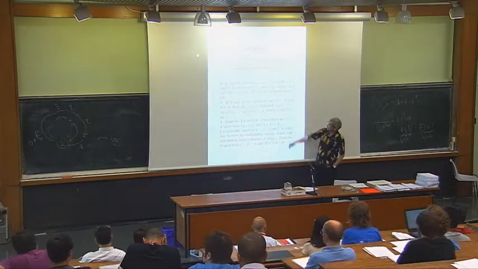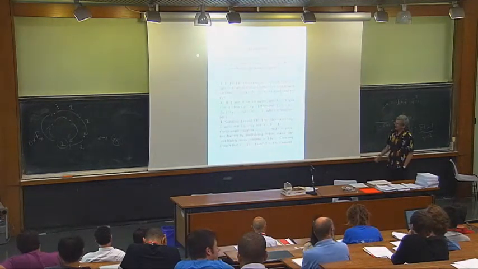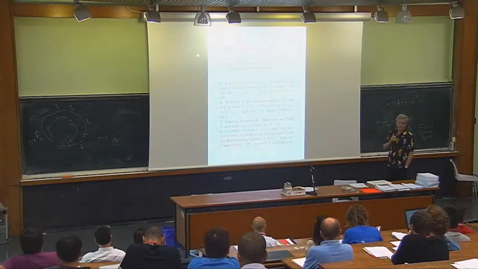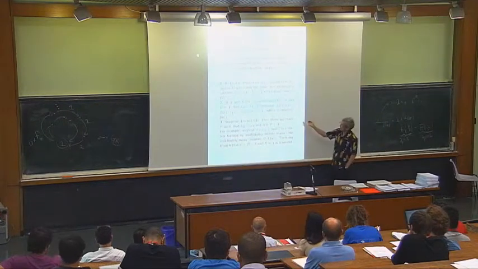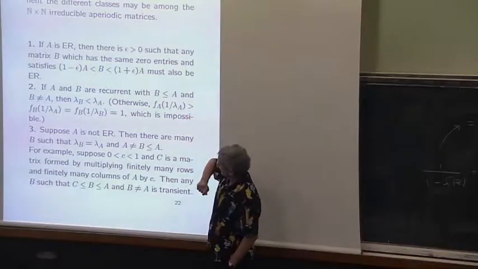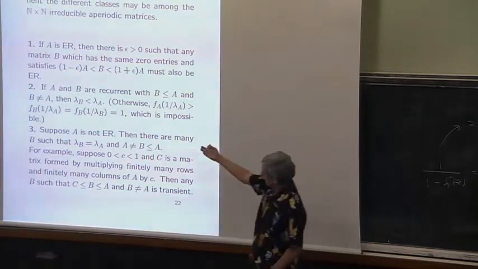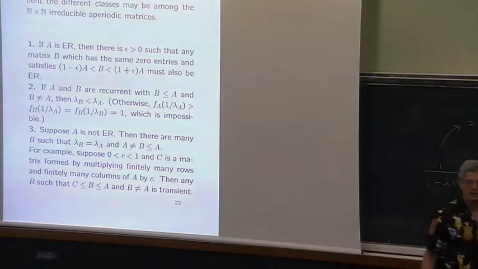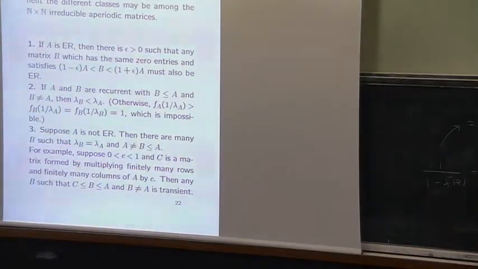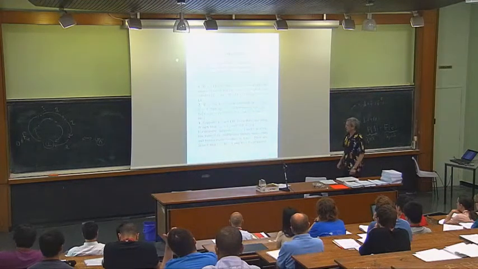Suppose A and B are recurrent and B is less than or equal to A, and B is not equal to A. Well, then the Perron value for B has to be smaller, right? Because otherwise, if they were the same, F_A at 1 over lambda_A would be bigger than F_B at 1 over lambda_A, which would be F_B at 1 over lambda_B, which would be 1, but it's impossible for F at 1 over lambda to be bigger than 1. So if you go up from recurrent to recurrent, the spectral radius has to change.